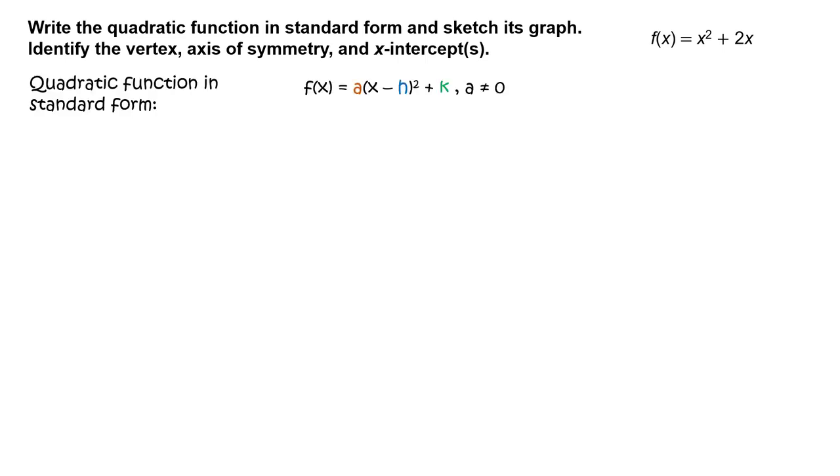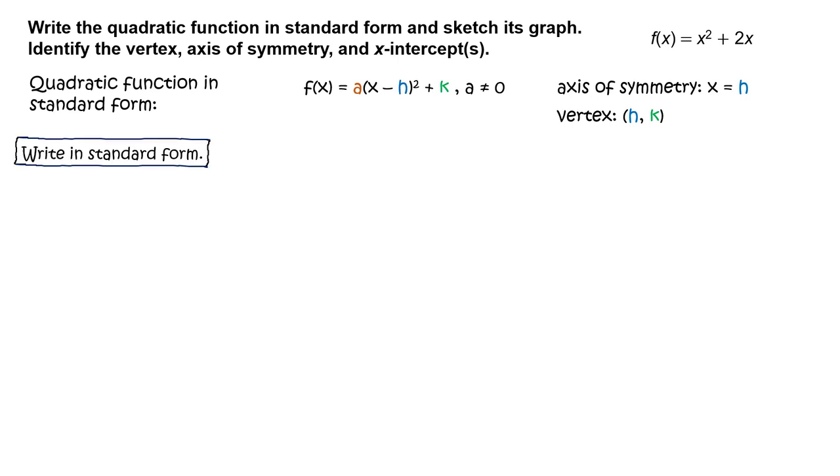First, recall that a quadratic function in standard form is f of x equals a times the quantity x minus h squared plus k, where a does not equal 0. Furthermore, the axis of symmetry is the vertical line with equation x equals h, and the vertex is the point h, k.